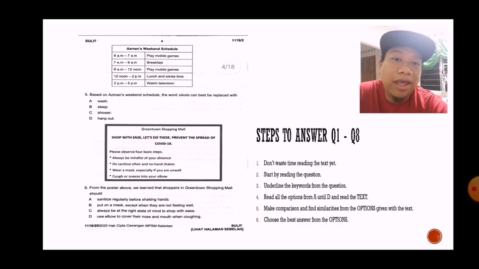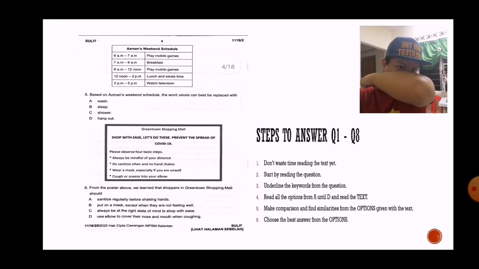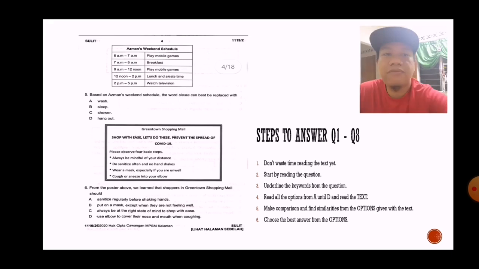Okay, C: Always be at the right state of mind to shop with ease. And D: Use elbow to cover their nose and mouth when coughing. Okay, so C means what? Always be at the right state of mind to shop with ease. Okay, biar tenang sewaktu shopping. Next, use elbow to cover their nose like this. This is what it means by use elbow to cover their nose and mouth when coughing. Coughing means batuk. So batuk buat macam ni lah. That is what D means.